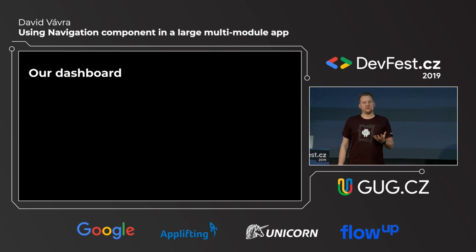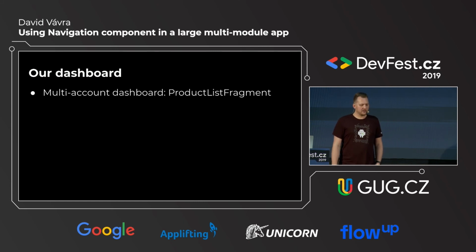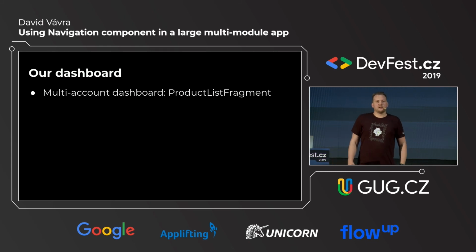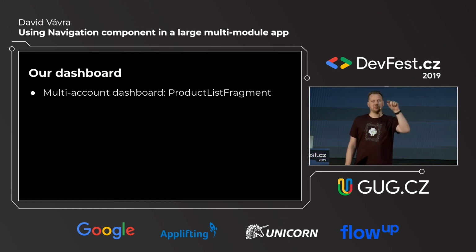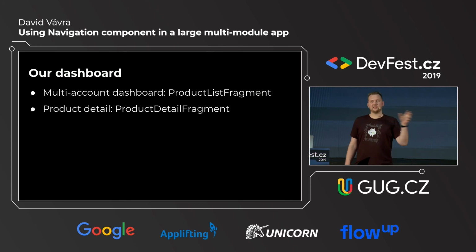So we have the very first screen. We call it dashboard, and it's quite a complex screen. A lot of stuff is on the dashboard. There are basically 3 states of the dashboard. The user can have multiple accounts. Then we list the accounts, and if you click one account, it will go into product detail.